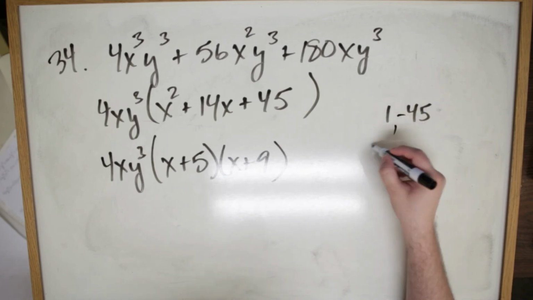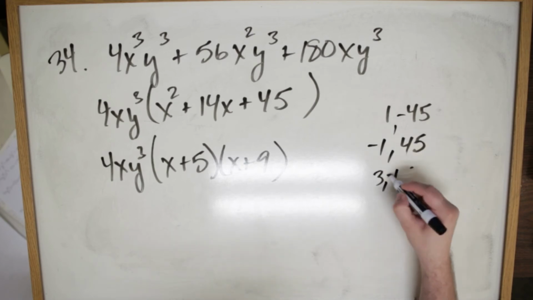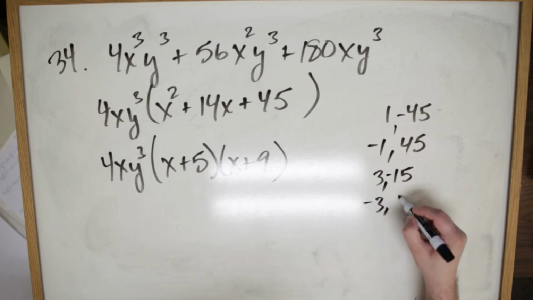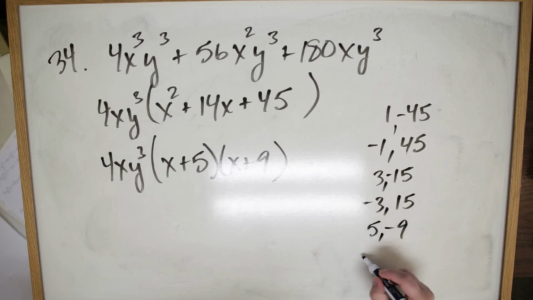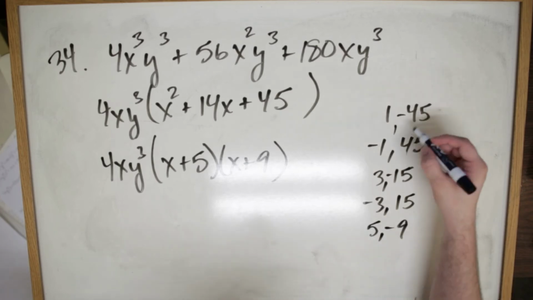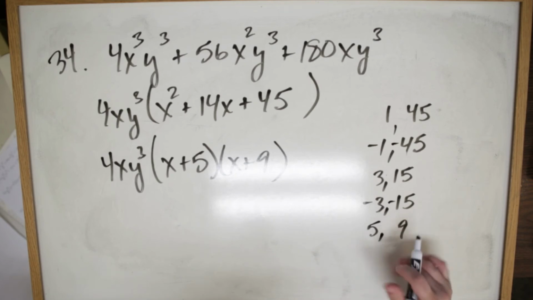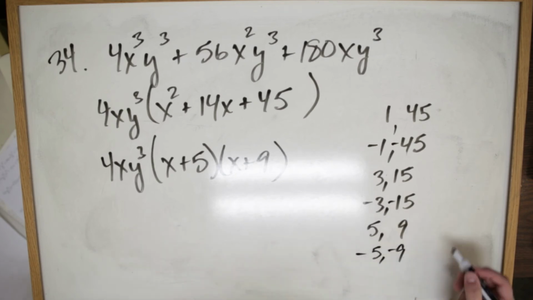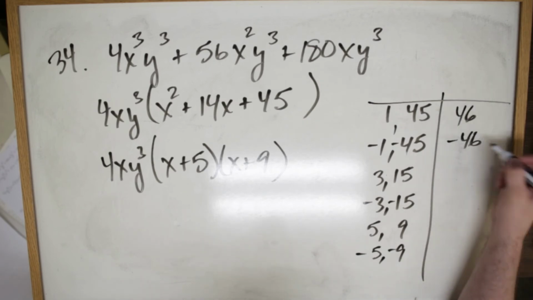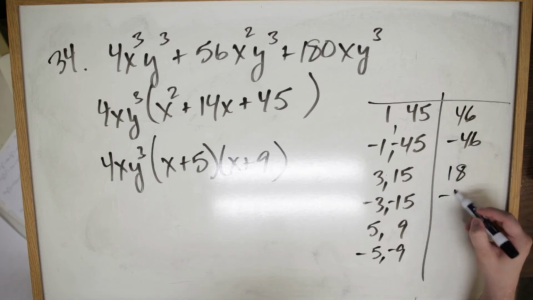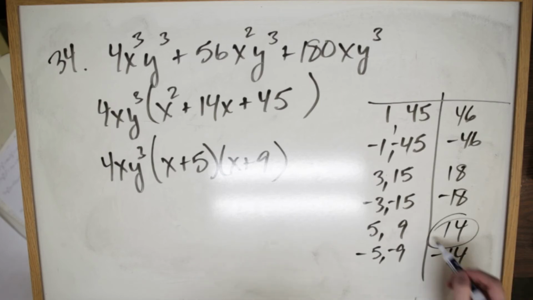1 and minus 45, minus 1 and 45. We'll do 3 and 15, minus 15, minus 3 and positive 15, 5 and negative 9. Wait, why negative? Oh, I'm sorry. Hang on. See, this is why I don't like doing that. These are both negative. They both have to be negative at the same time. There we go. Minus 5, minus 9. Okay. And then this is going to be 46, minus 46. 18 minus 18, 14 minus 14. Okay, so again, there it is.